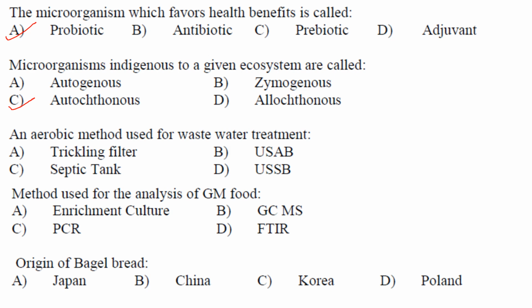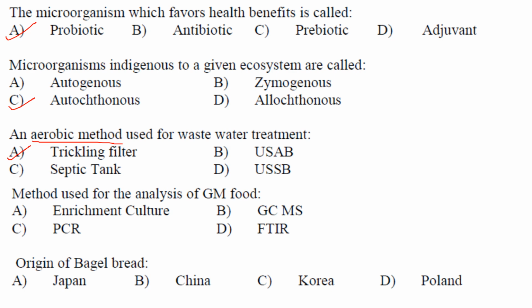An aerobic method used for wastewater treatment is trickling filter. It is an aerobic method. They have asked for aerobic method. USAB is upflow sludge blanket anaerobic treatment. So it is an anaerobic method. USSB is upflow sludge bed anaerobic treatment. Again an anaerobic wastewater treatment. So that's also not the answer. Septic tank is also an anaerobic treatment. So C is also not the answer.